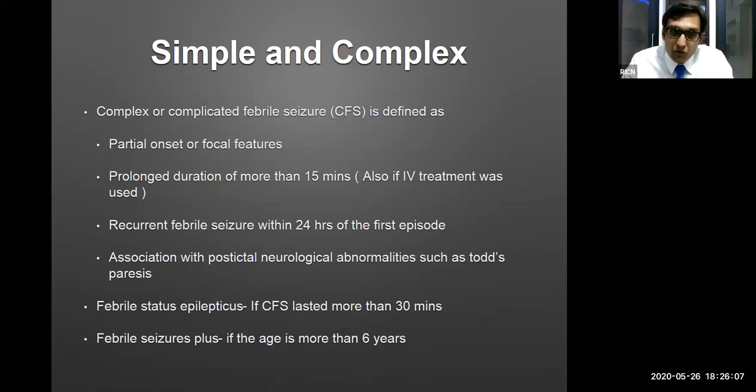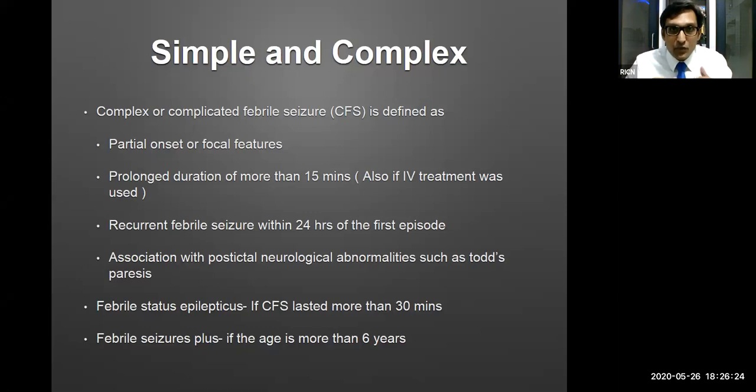Partial onset or focal features, prolonged duration of more than 15 minutes, also if IV treatment was used. So if IV treatment was used before 15 minutes, and that's what led to the seizure being stopped, then it has to be considered as a complex febrile seizure.